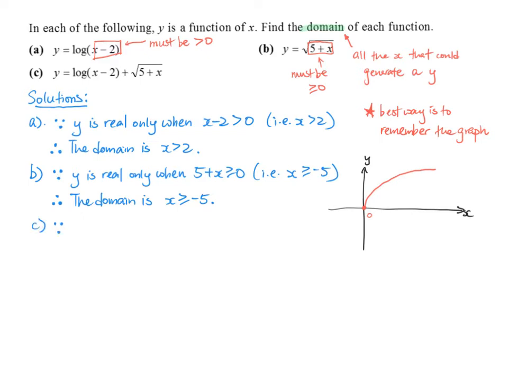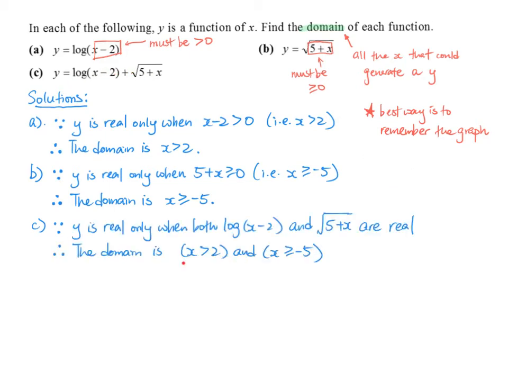Now for part C, it consists of two parts. This is from part A and this is from part B. And this whole thing is real only when they both are real. And so when I put these two together, the domain would be x greater than 2.